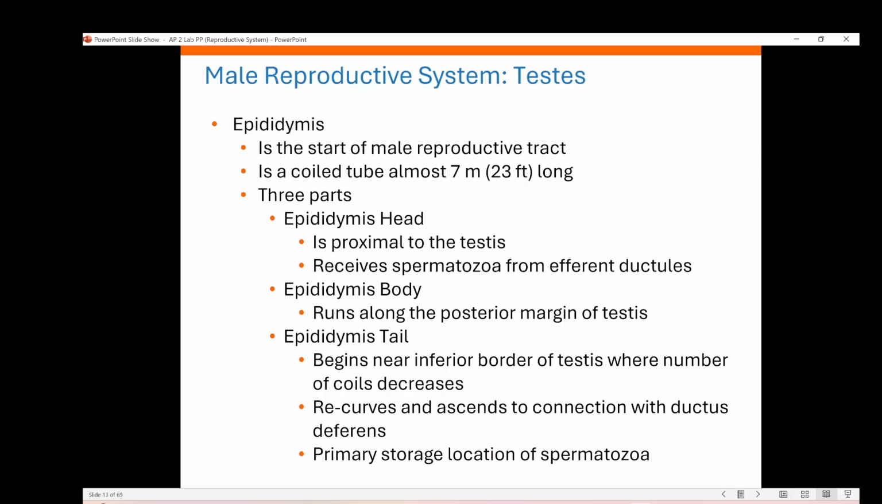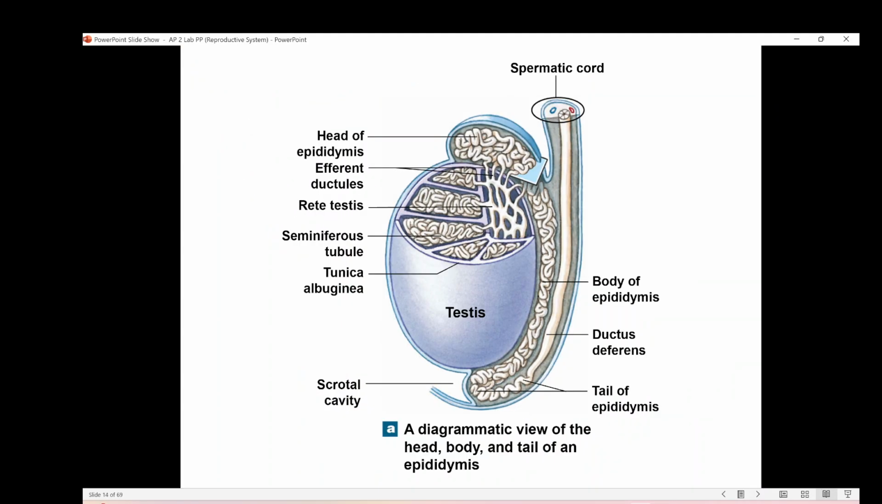Okay, so from the testes, the sperm is now going to go into the epididymis, and we can consider this the start of the male reproductive tract. This is the course that the sperm is going to follow. This is a coiled tube. Look at this, 7 meters in length, about 23 feet. So that's all going to be packed inside the epididymis. Let's divide the epididymis into three parts. So that top part that's receiving the sperm through those efferent ductules, that's going to be known as the head of the epididymis. Right? So if we take a look here, this is a different perspective.